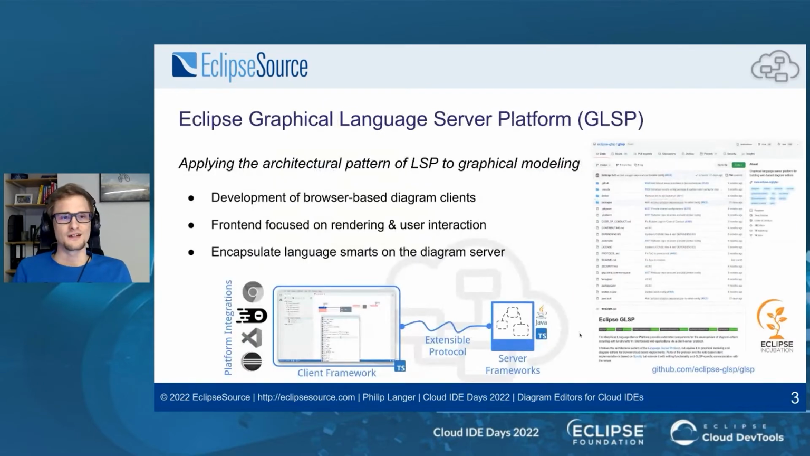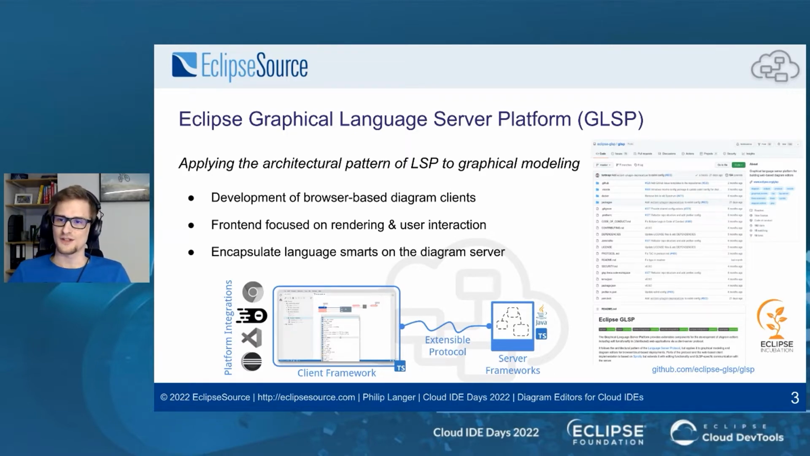So basically, the fundamental idea behind GLSP is to apply the architectural pattern of the language server protocol, which is hugely popular for programming languages, to graphical modeling. With that, it allows us to unlock the same benefits as LSP does, which is that it enables the development of browser-based diagram clients, where the front end is really focused on rendering and user interaction, and all the heavy lifting and the language smarts is encapsulated in a diagram server component.